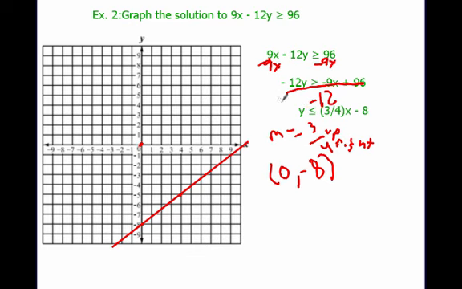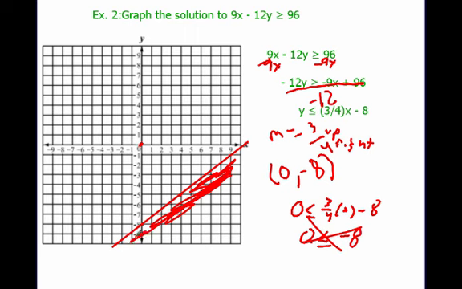So if I plug it into my inequality here, 0 less than or equal to 3/4 of 0 minus 8. Well, that tells me 0 is less than or equal to -8. That is not true. So my solution is not over here. My solution is down in the corner here. So all I'm going to do is shade in this corner, telling me every single point in this corner is in the solution to my inequality.